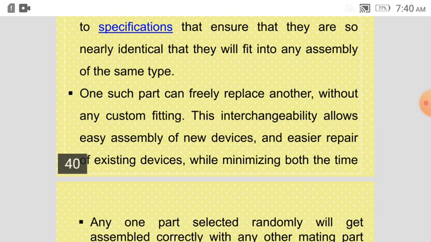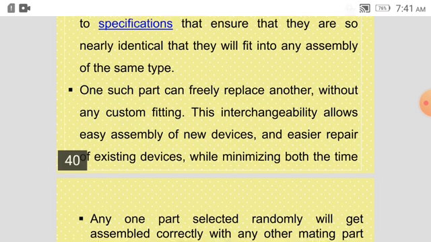So one such part can freely replace another without any custom fitting. So whenever we go for any part replacement, we require the part of the same size, and that is available in the market. That is because of the term interchangeability. This interchangeability allows easy assembly of new devices and easier repair of existing devices while minimizing time. So assembly and repair or replacement is made easier with the help of interchangeability.